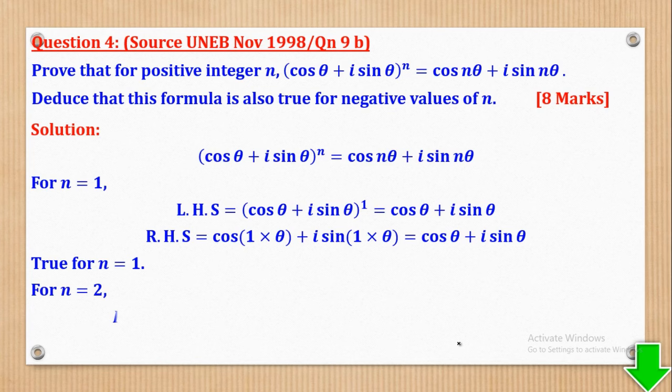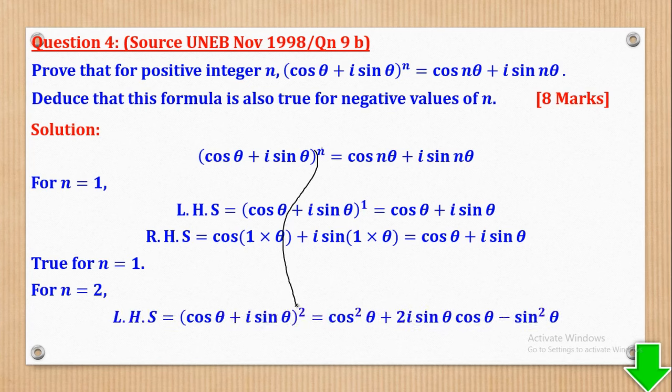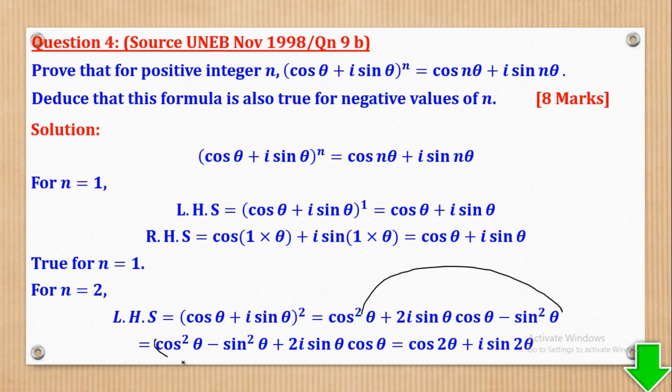What about for n equal to 2? Left hand side, put here 2, you'll come up with this, open brackets. Then from there, you'll rearrange this and this together. Why? Because there's an identity of these two. These two give you cos 2 theta. I think you remember that under trigonometry. Then this sine and this cos give you sine 2 theta, and this i is maintained. That is the left hand side.